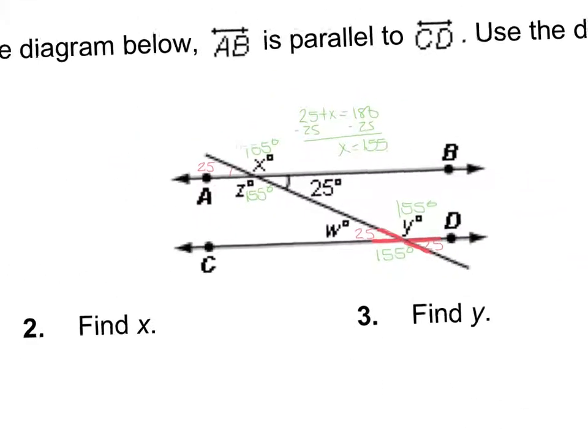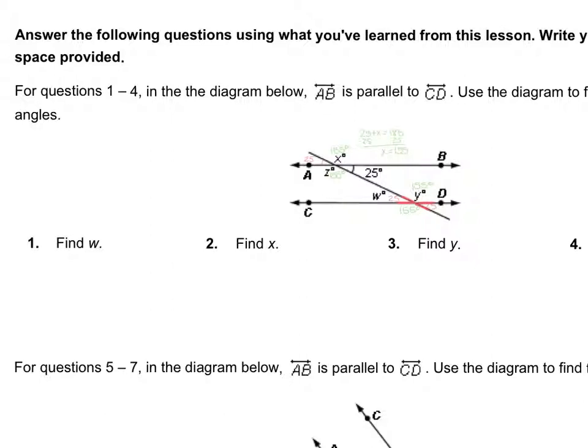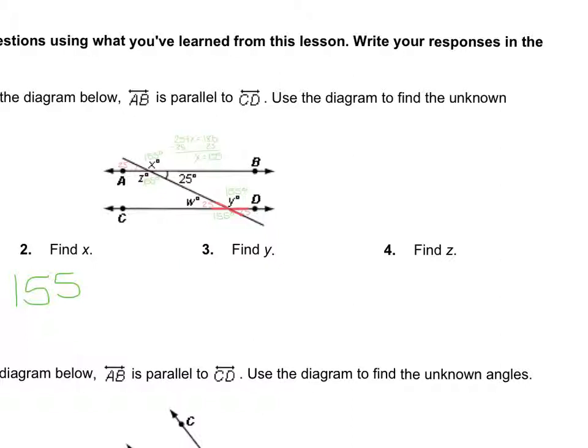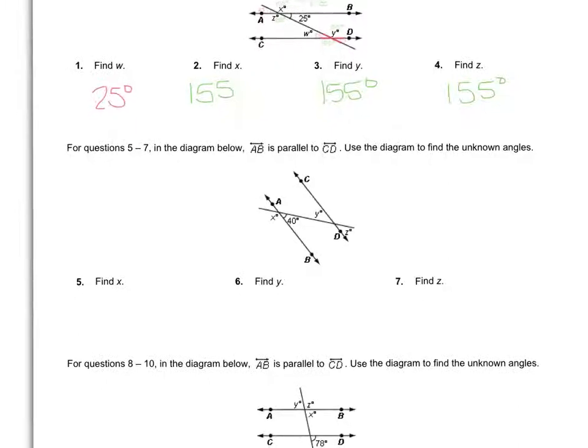Now answering our questions. Question 1 says to find W. Well, we figured out W was 25. Question 2 says find X. We figured out that was 155. Question 3 says find Y. We figured out Y was also 155. And then the last one says to find Z. And Z was also 155. So that's my answer.